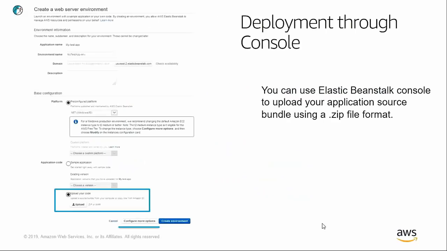So additionally, if your build process for your .NET application creates a zip file, you can bring that zip file directly to the Elastic Beanstalk console and upload that as your source bundle directly into your environment that you're creating. And the .NET application is supported when creating a web server environment. So within the console, when you create an environment, go ahead and select the web server environment.